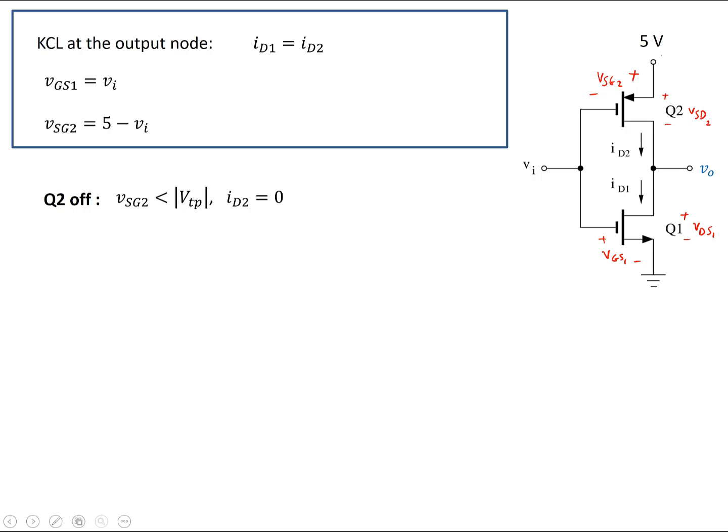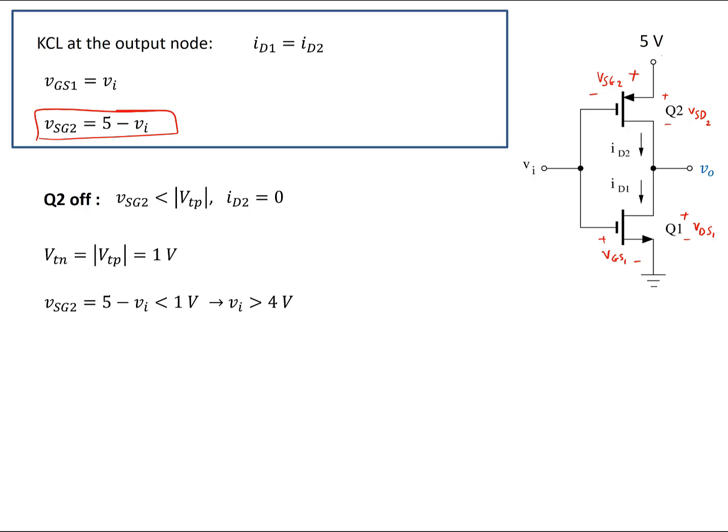When Q2 is off, VSG2 is less than the absolute value of the threshold voltage of the PMOS transistor. Also, I know that ID2 is equal to 0. The value of the threshold voltage is 1 volt, and I have this KVL, which I found previously. I'm going to use that to find the range of VI. So for VI values greater than 4 volts, PMOS is going to be turned off.